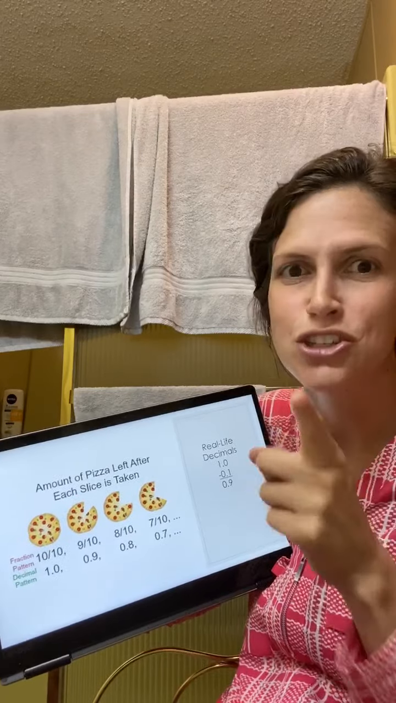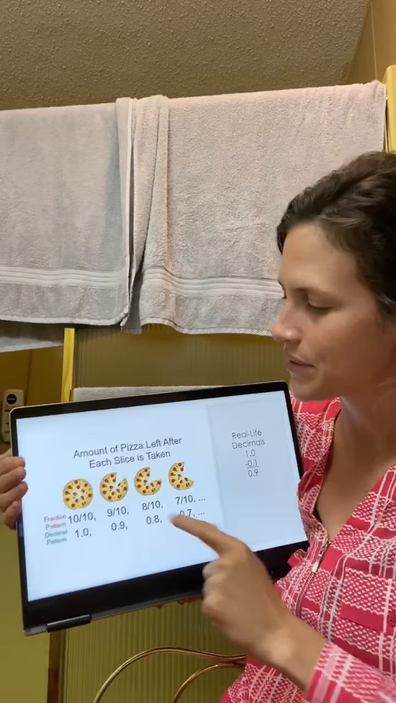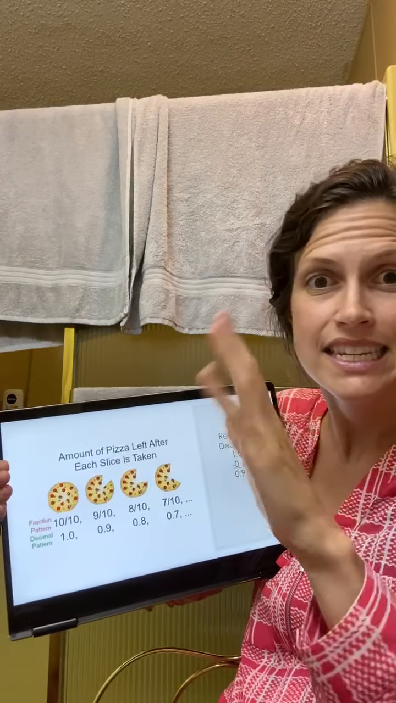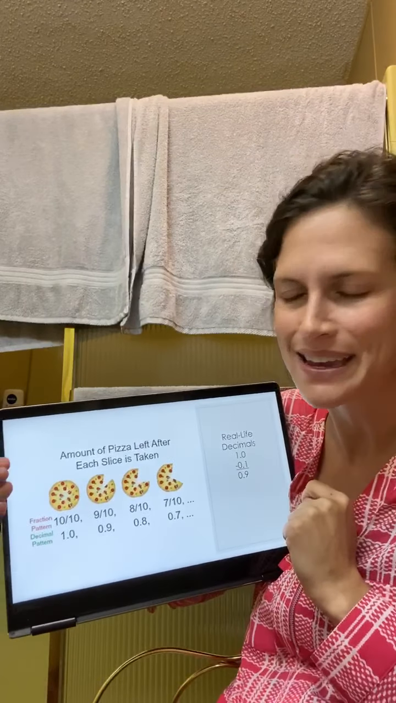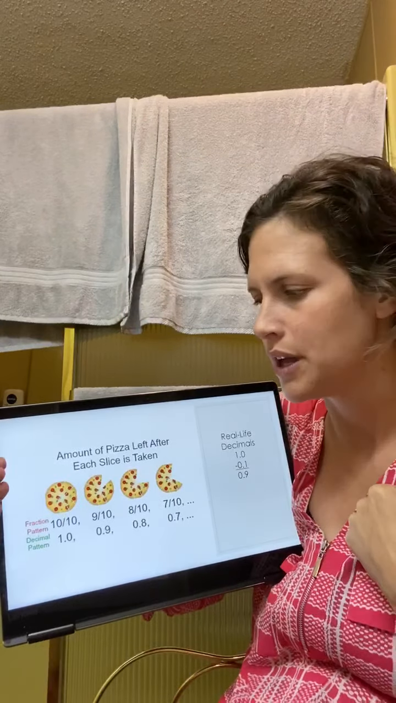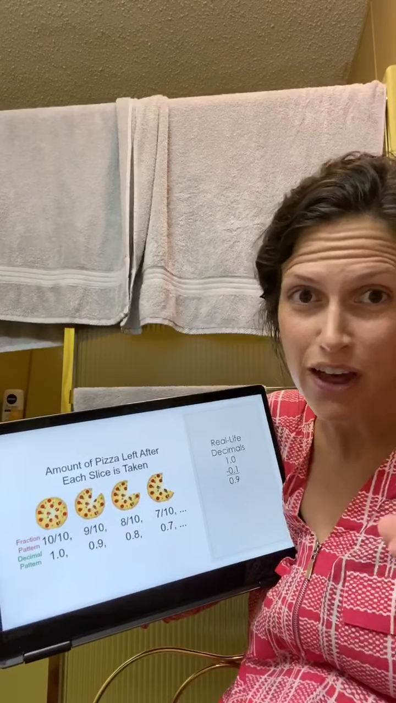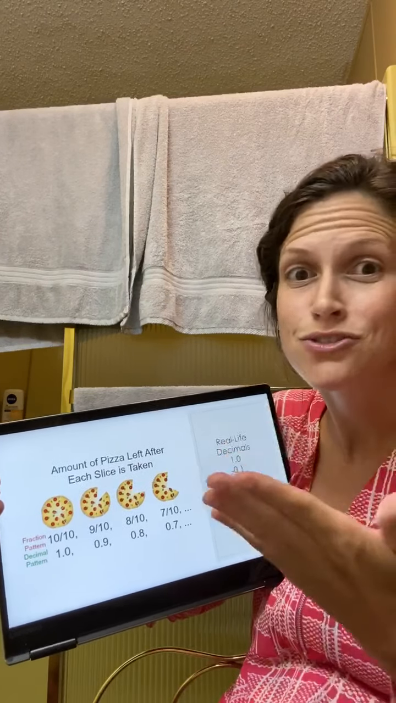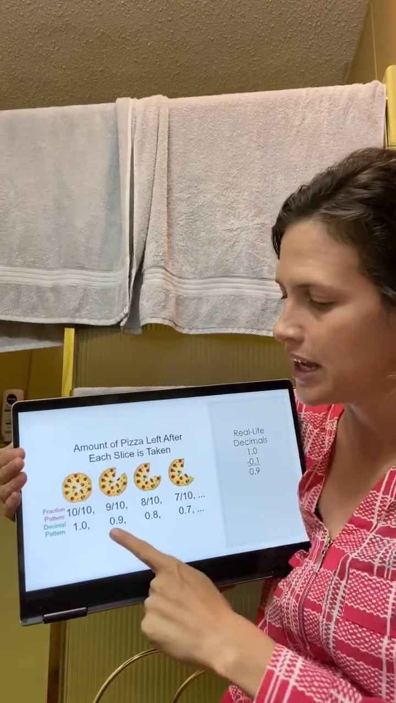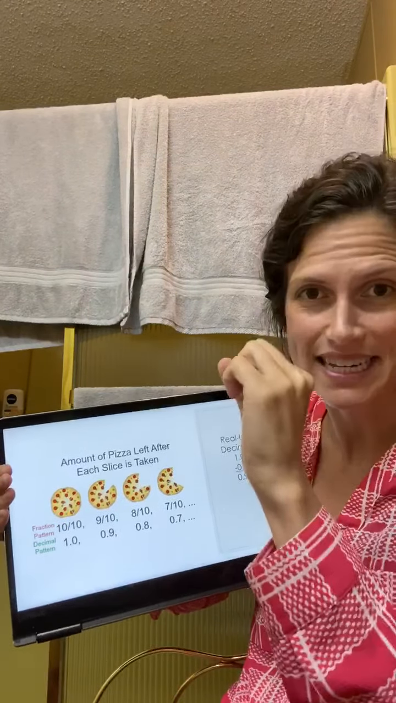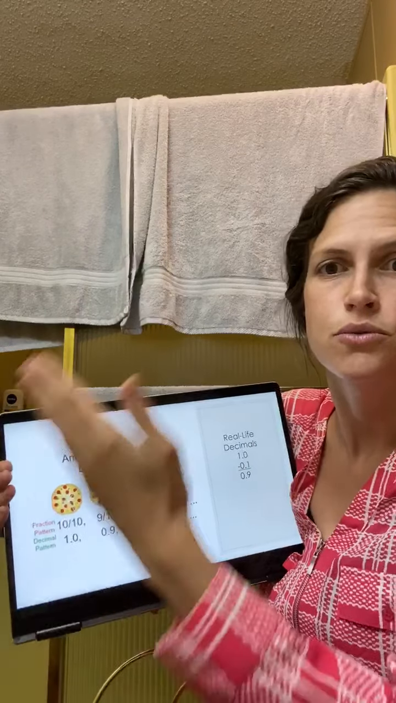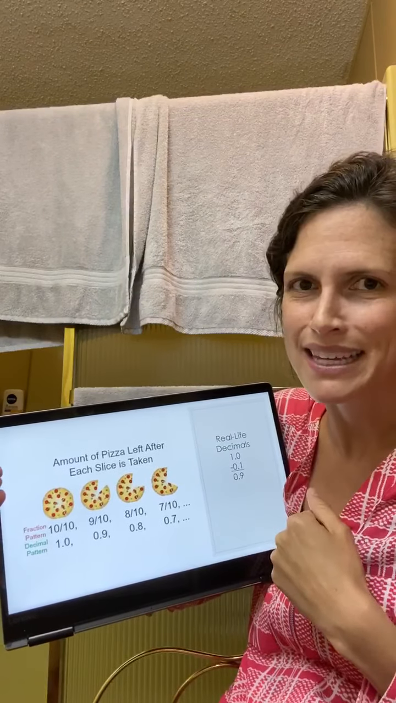Now, let's look at the next one. Say, for instance, you eat one slice of pizza. So let's take away 10 minus 1, and we know that we have 9 slices left. 9 out of 10 slices left, okay? So how would we write that as a decimal? Well, remember, there was nothing to the left of the decimal because there's no whole pizza anymore. So let's go ahead and put a 0 here. We'll separate it by the decimal point, okay? So to the right is the tenths place.